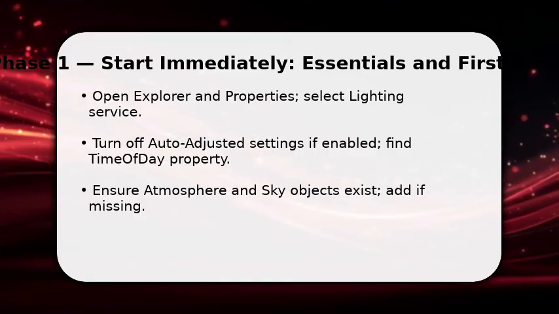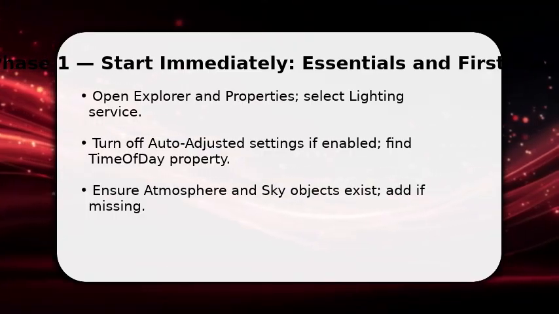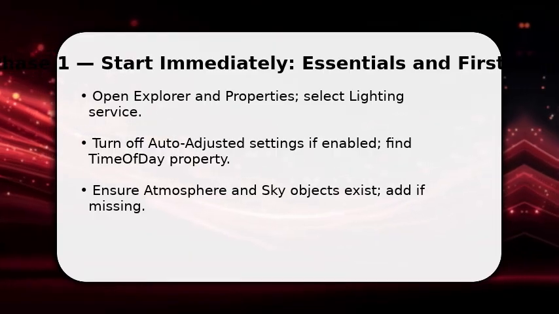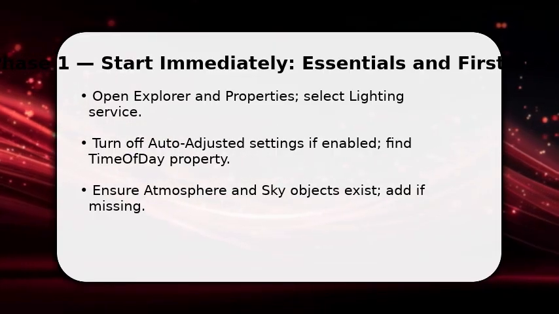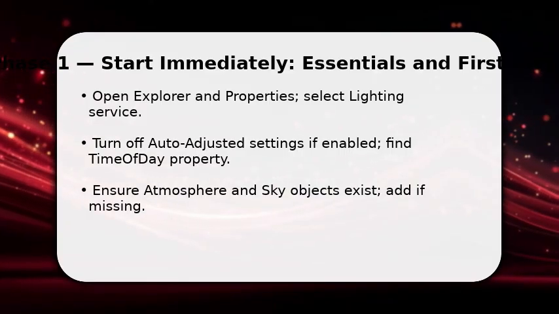You start by accessing Lighting in Explorer. This is where time and mood live. Locate the time of day property and turn off any auto-adjust that overrides manual changes. Make sure a sky and atmosphere object exist in lighting. If they are missing, add them now.